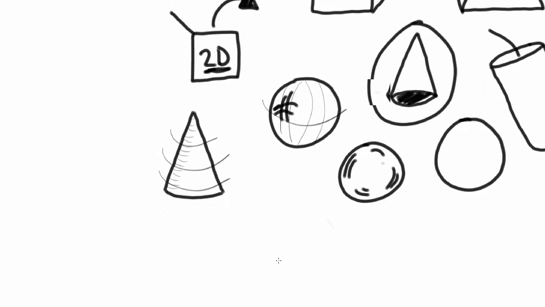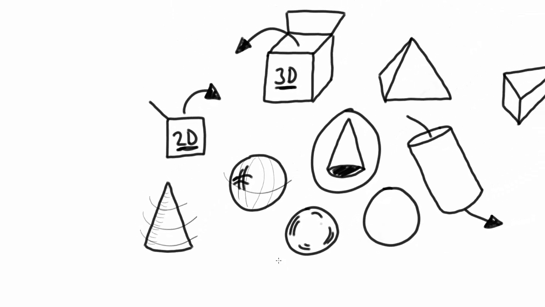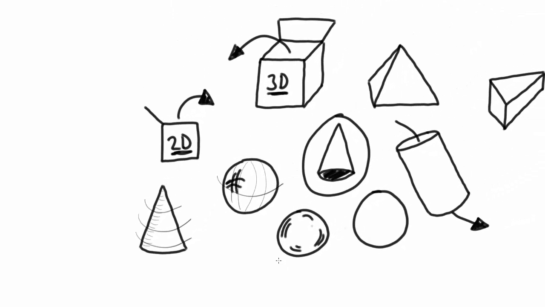So there's a lot of things that you can potentially do. Basically what you are doing here is you're creating a 2D object, but you're adding a few lines and you're turning it into a three-dimensional shape. And that's pretty much it.